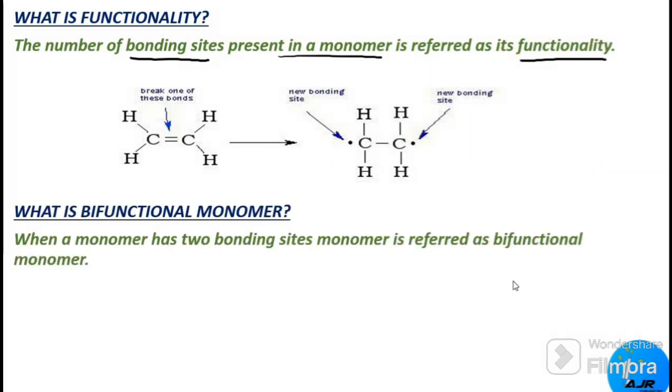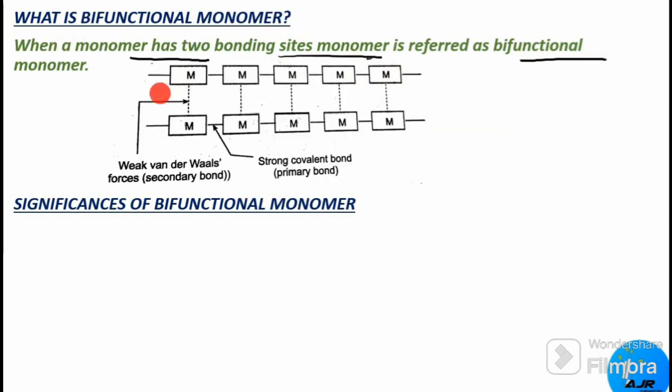What do you mean by a bifunctional monomer? When a monomer has two bonding sites, that monomer is referred to as a bifunctional monomer. Ethylene glycol, that is CH2OH, CH2OH, is a bifunctional monomer. This is because it has two OH groups which can easily combine with COOH groups to form an ester linkage. This is the pictorial representation of the polymer formed by this bifunctional monomer.